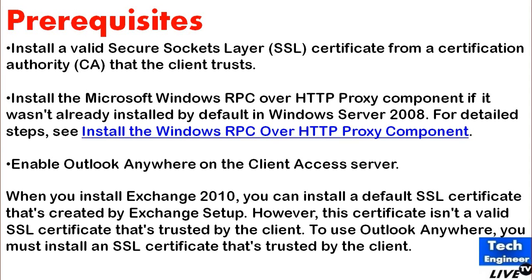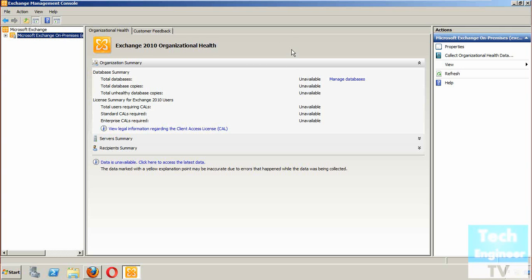So let's move to our Exchange Server 2010 for configuration of Outlook Anywhere. Let's move to our machine. Now, moving to our Exchange Server 2010 machine, Outlook Anywhere configuration, we're going to do that.